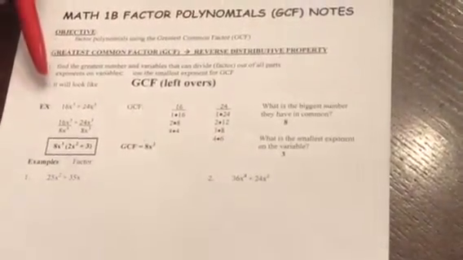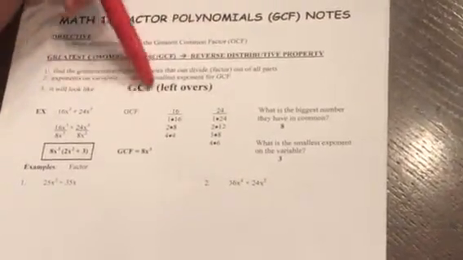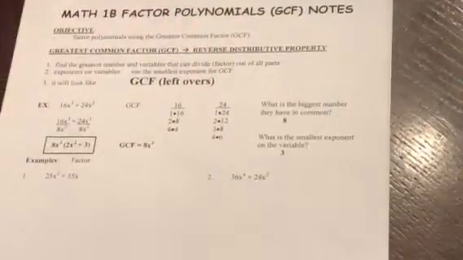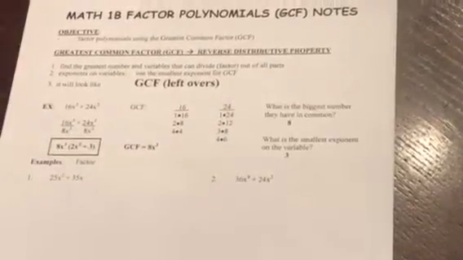When we're finished, our answer will look like this. The GCF will go in front, and then we'll set up a set of parentheses, and what I'm going to call the leftovers will go inside the parentheses.